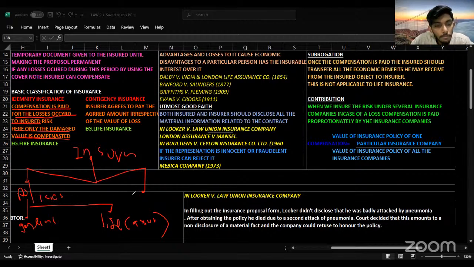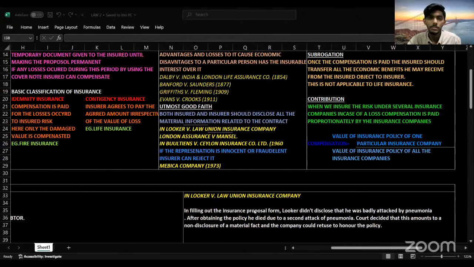Then on the other hand, we have principles. Now when it comes to principles, how many principles do we have, kids? We have six principles. Simply, if you ask me, what are principles? Principles are the rules and regulations used in insurance. That is what principles are.